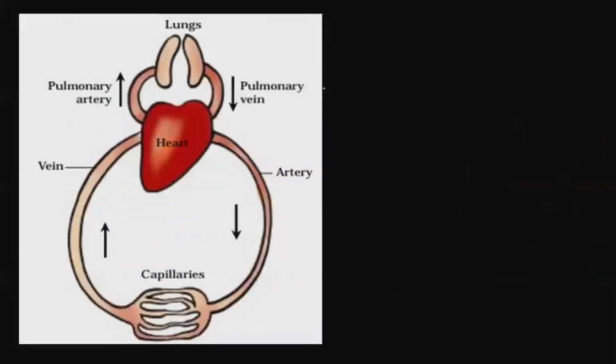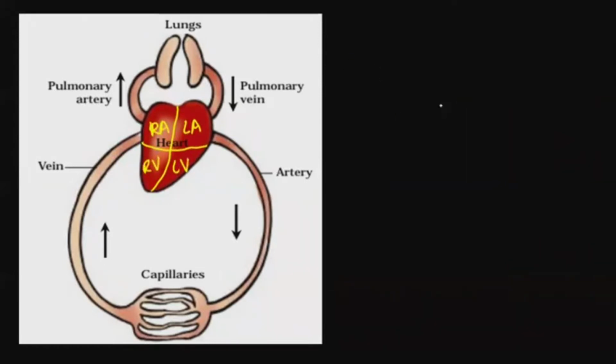This is a very important diagram and I will explain this to you. Our heart is divided into 4 chambers. This is my right atrium. This is my left ventricle and right ventricle.